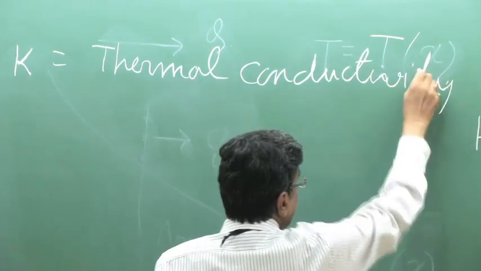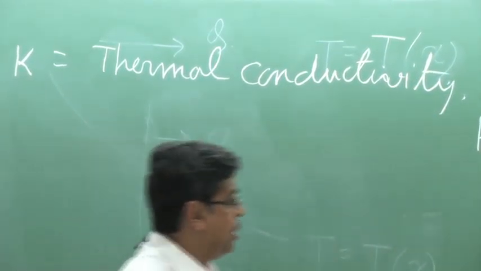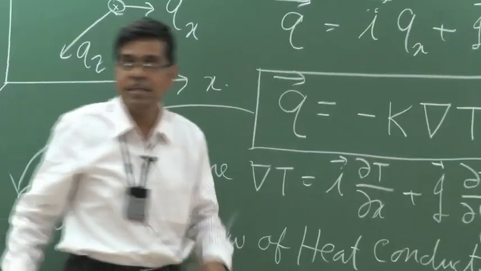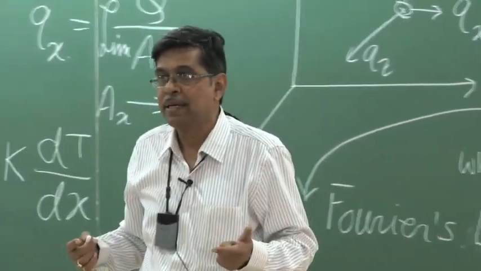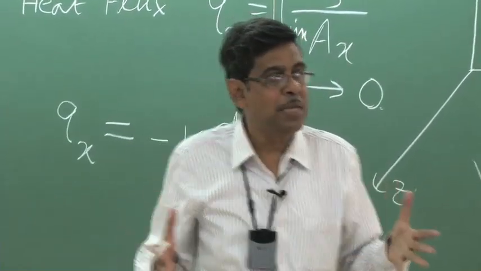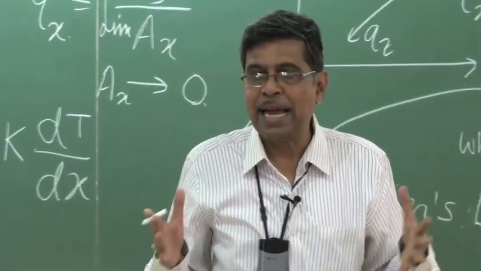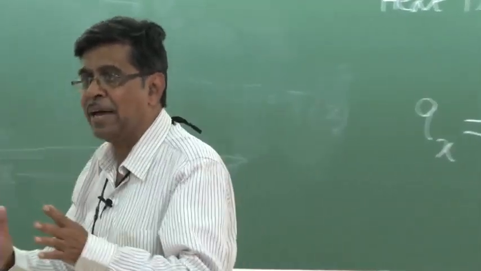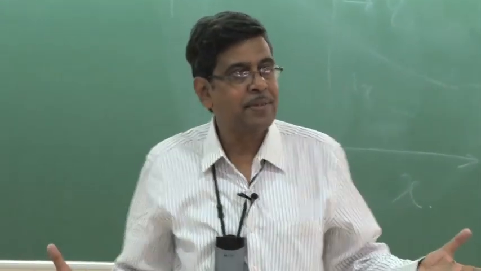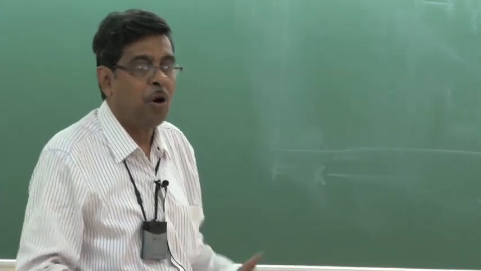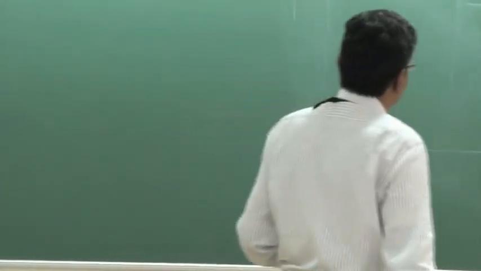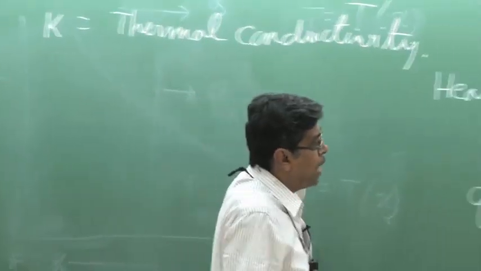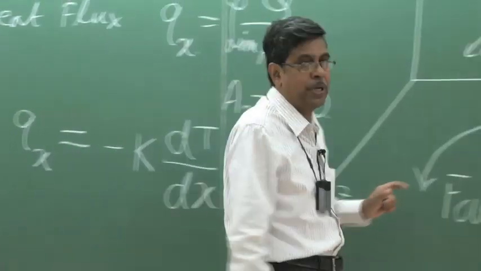K is thermal conductivity. It is a property, and for isotropic material it is independent of the direction of the axis, and in that case it is purely a scalar quantity, a scalar constant which is a function of temperature only for isotropic material. In this class we will discuss the things almost for isotropic materials, and this thermal conductivity in a broad sense is known as a transport property relating to heat transfer.